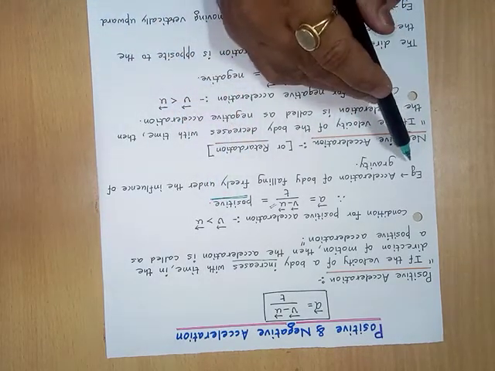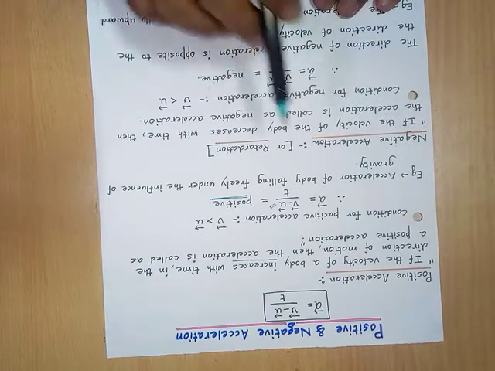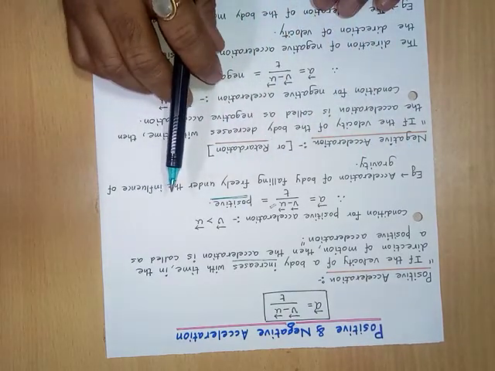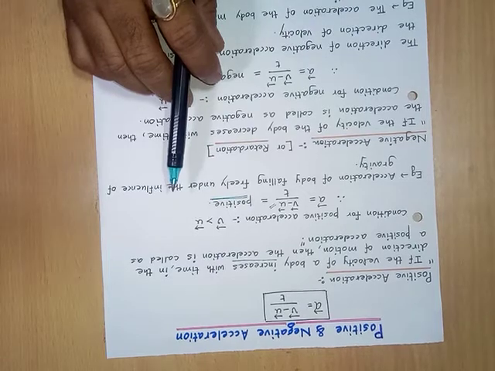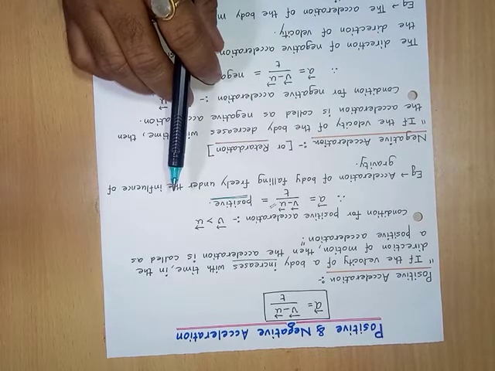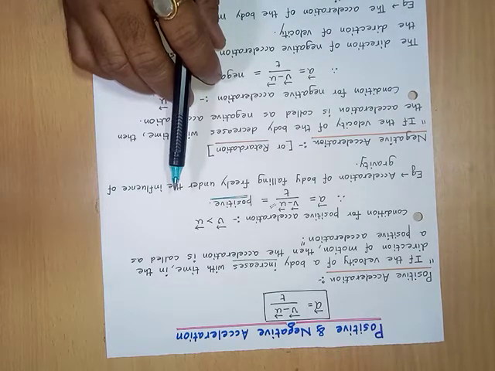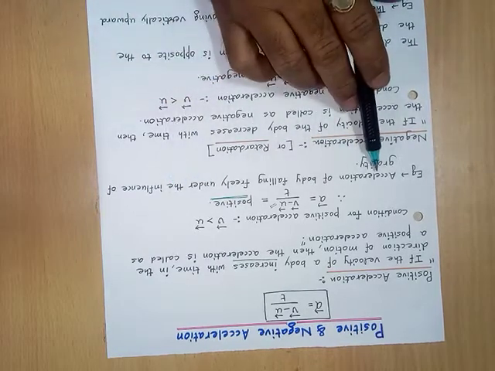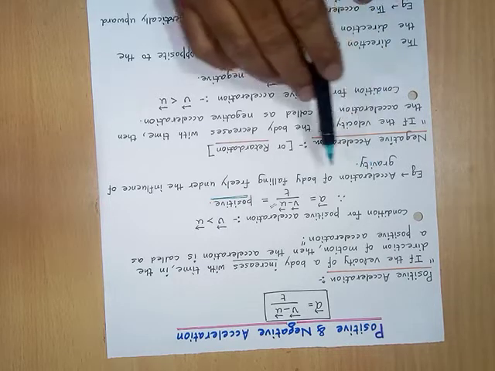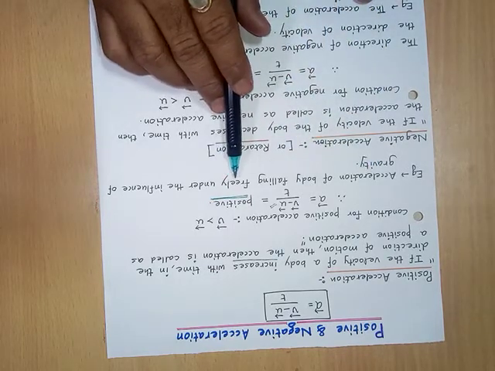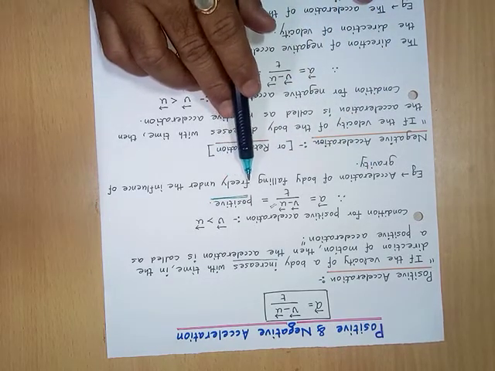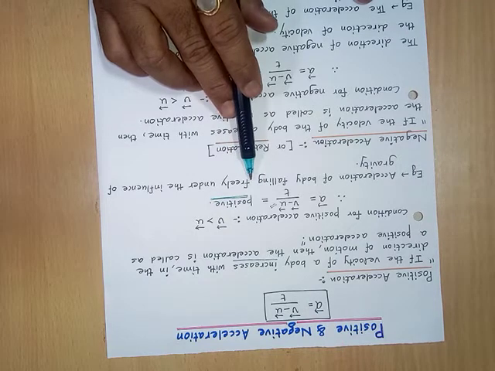What is the example of the positive acceleration? Normally we have seen that when an object is dropped from a height, because of the gravitational force of earth, the object falls on the surface of the earth. During this motion, when the object is considered a falling object under the influence of only the gravitational force of attraction, then that particular object is called a freely falling body.